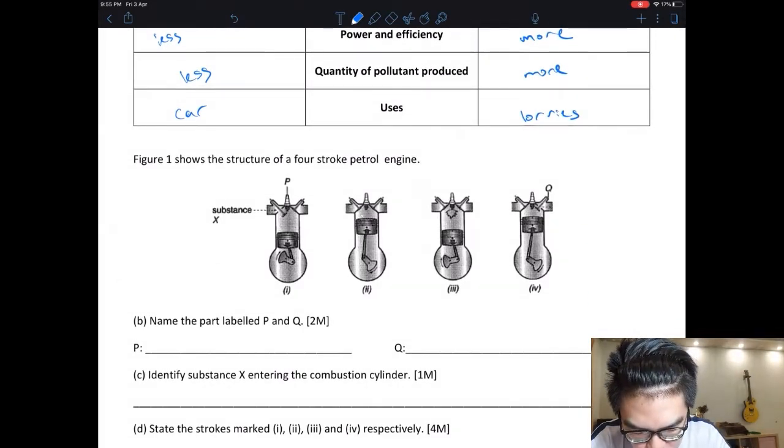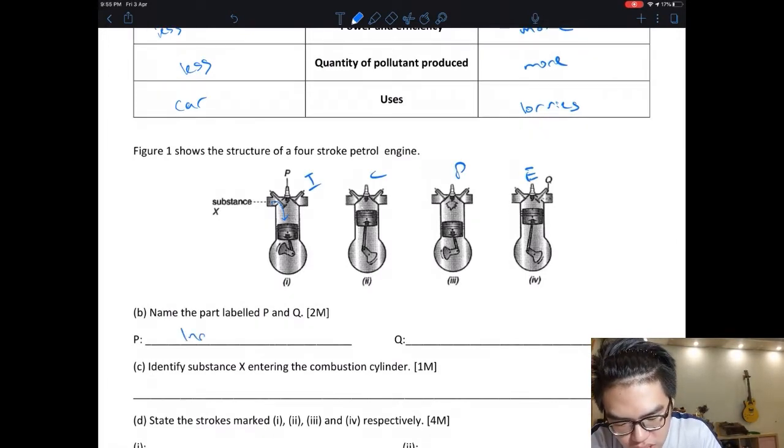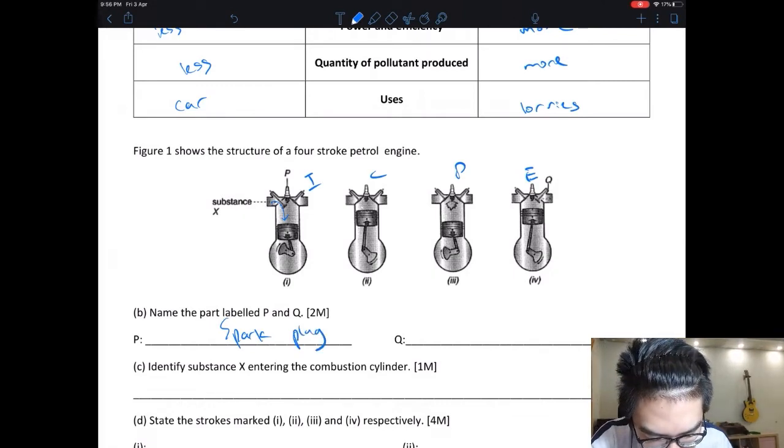Now can you see this is open, the sucking in stroke. Sometimes they will only give you one. Now it's easy to see. Suck, squeeze, bang, blow. P is induction. Oh, they want the part, sorry. So P is my spark plug. Q is my exhaust valve.